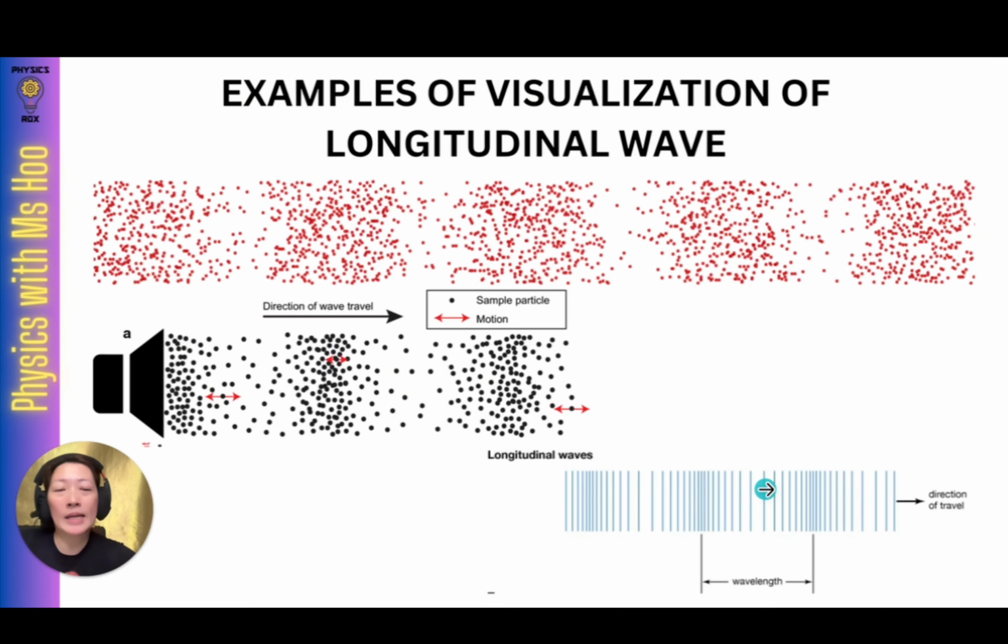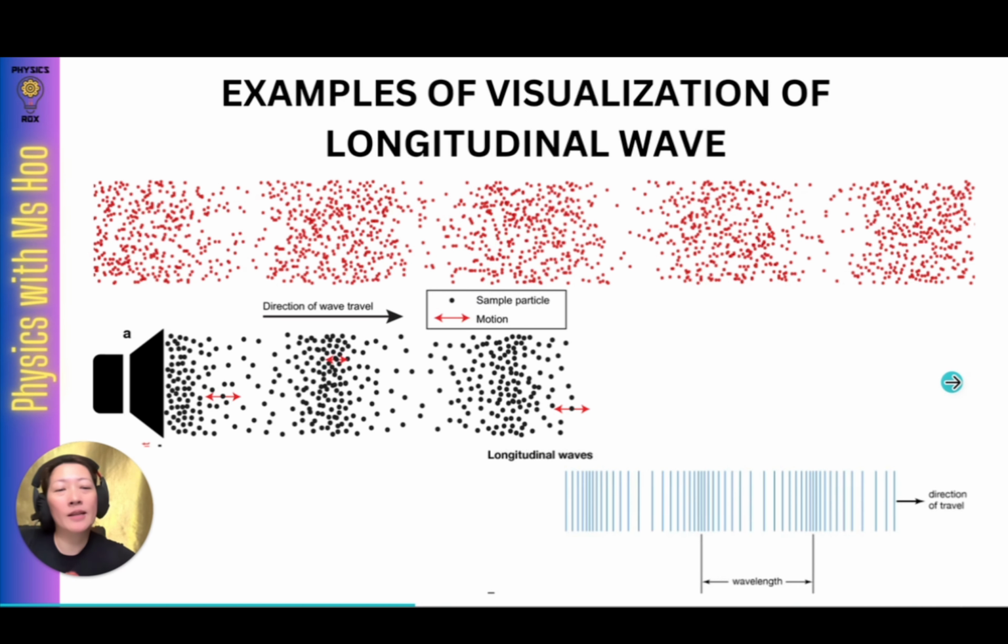Or another way, instead of drawing dots, they draw lines. So the lines are representing the position of the air particles this time. And again, you see the series of compression and rarefaction. In fact, this diagram also shows us how one wavelength is measured from the middle of one compression to the middle of the next compression.